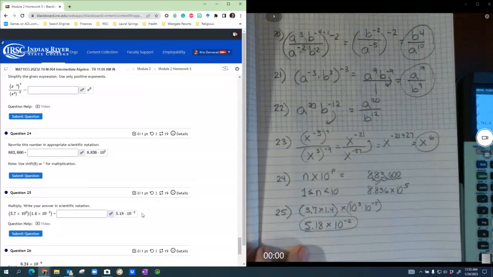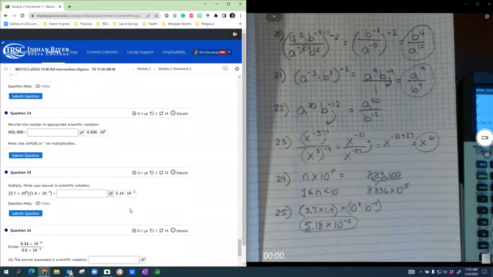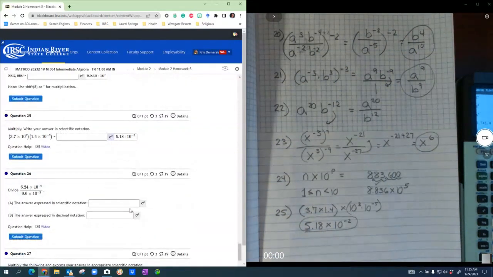And there's our answer. Now, had this been 51.8, then that would be a different story, and we'd have to do something a little different with that.